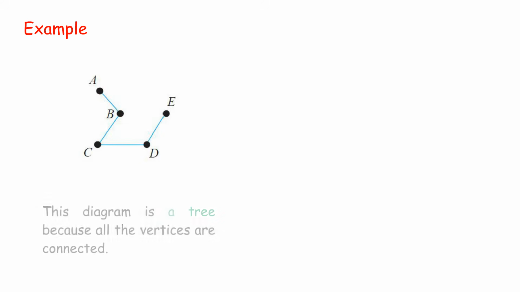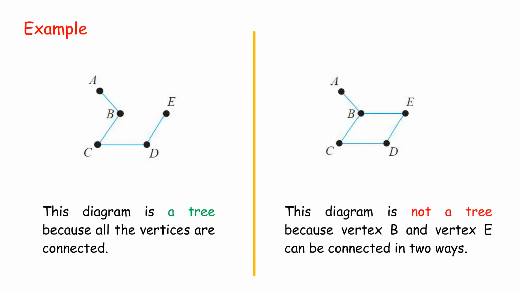This diagram is a tree because all the vertices are connected. Every pair of vertices is connected by an edge only. There are no loops or multiple edges. 5 vertices, 4 edges. This diagram is not a tree because vertex B and vertex E can be connected in 2 ways. 1. B to E, 2. B to C to D to E, 5 vertices, 5 edges.